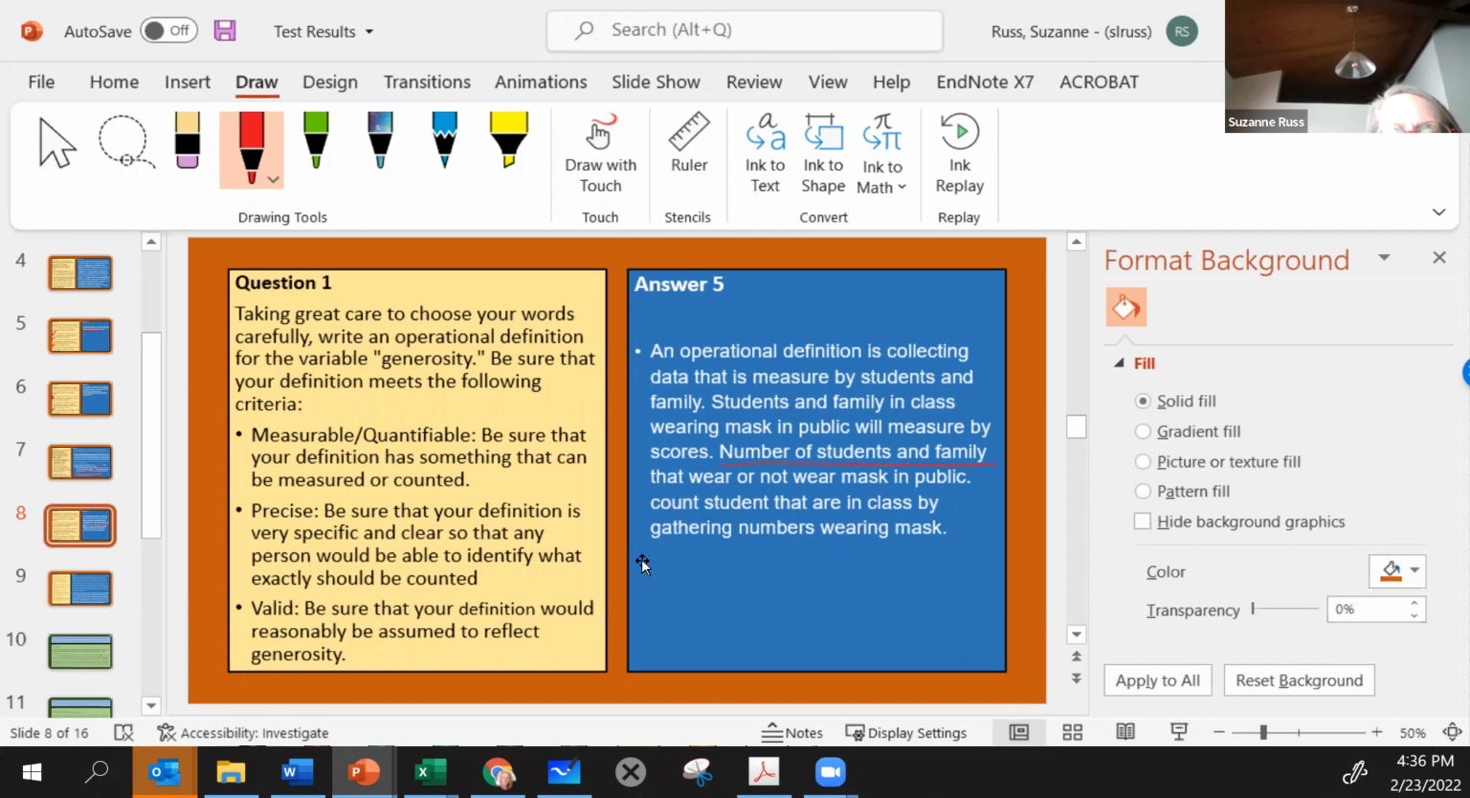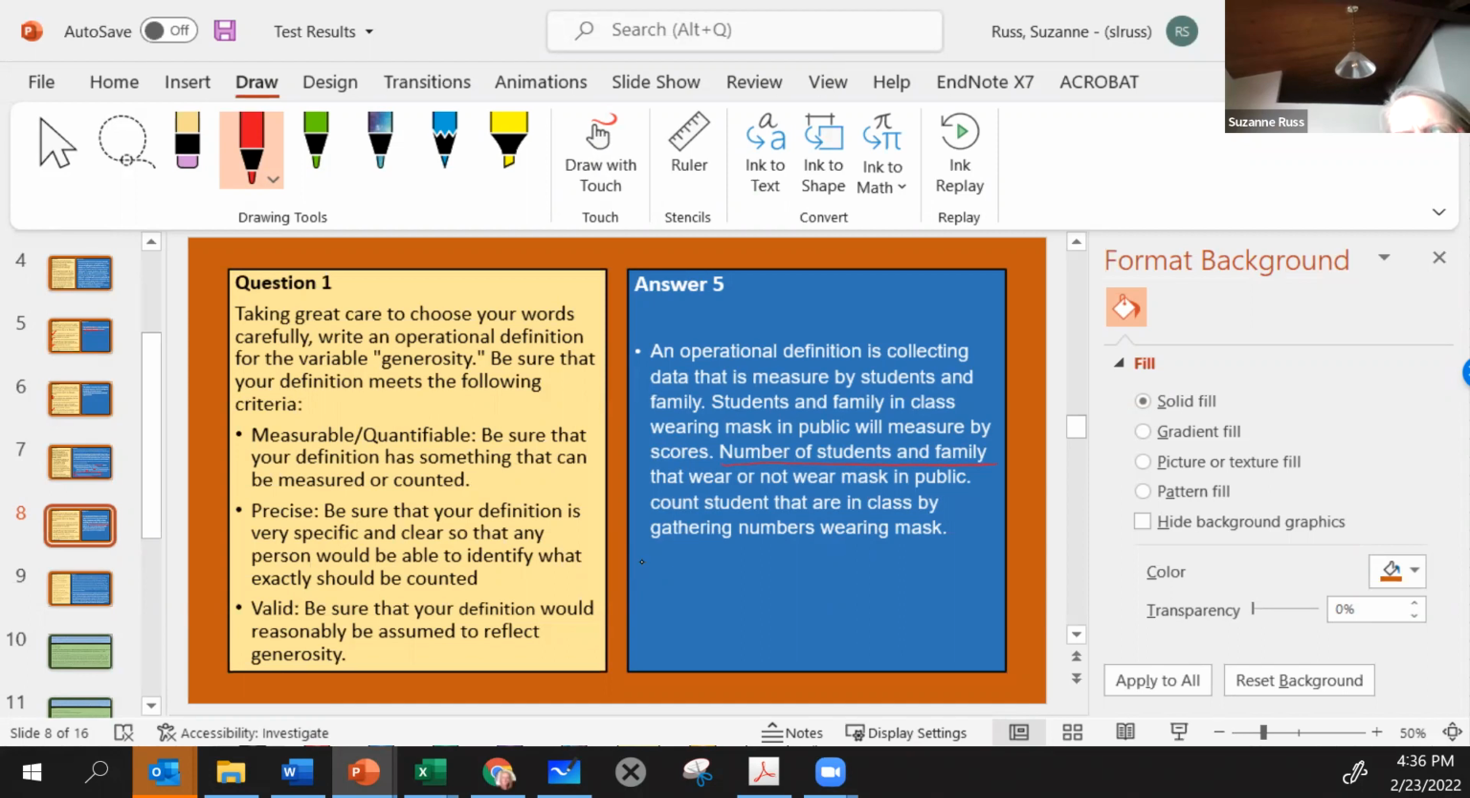I think though that this person would have to build that case, would have to establish a little bit more that he or she is writing about generosity. You know what I mean? And then is it precise enough? If you were told, okay, go out and measure this now, would you know exactly what to do? You're counting the number of students and family. Does this tell us how generous an individual is? I think that this is troubled on all three levels.